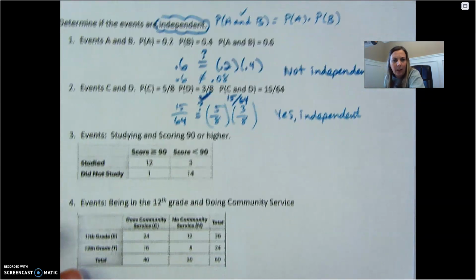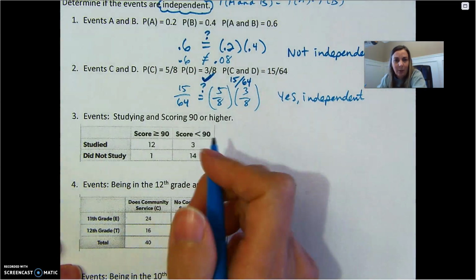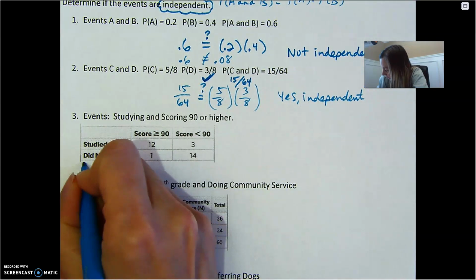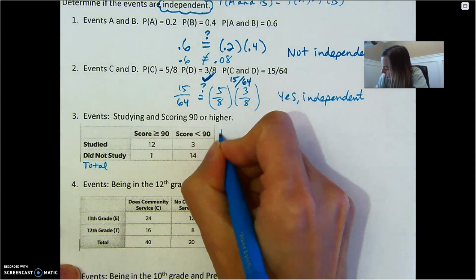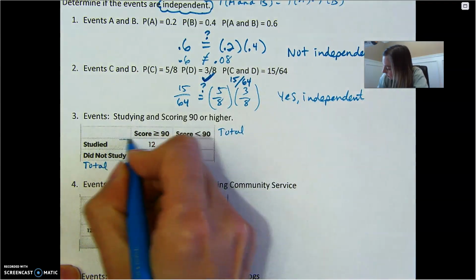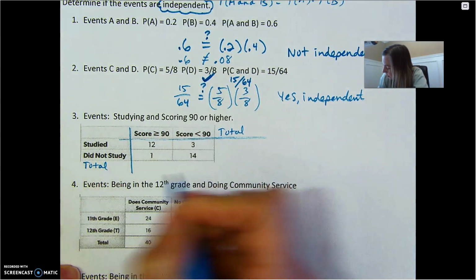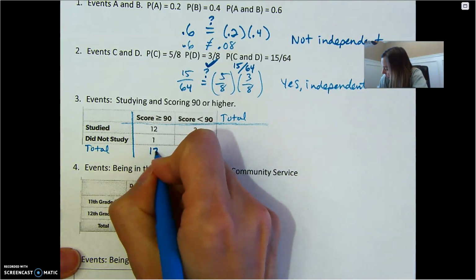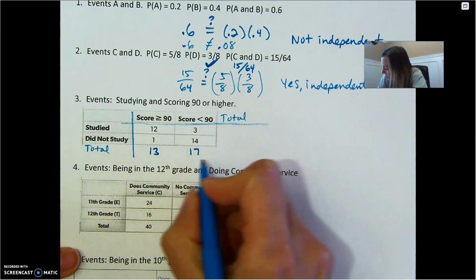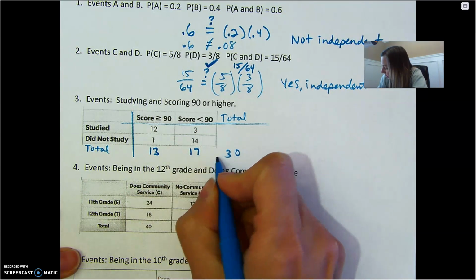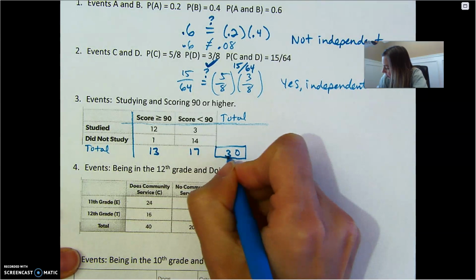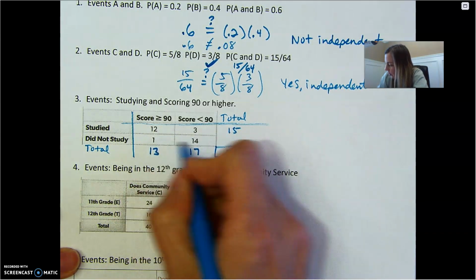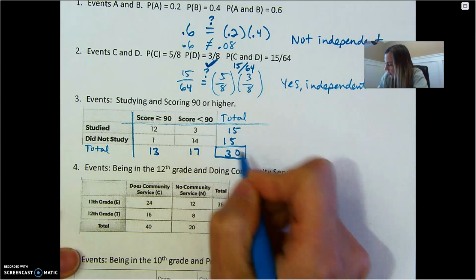All right, let's get into a table. Looks like we need to get some totals real quick. Total. We have a total of 13, 17. 17 plus 13 is 30. So that's going to be my denominator. Going this way, 12 plus 3 is 15, 1 plus 14 is 15, and that totals 30.